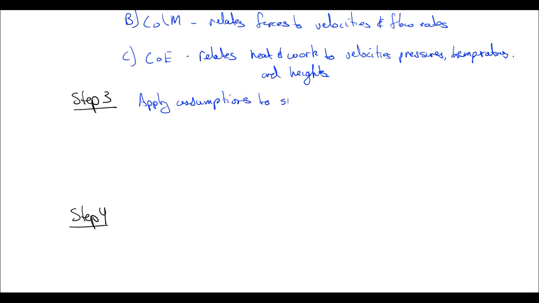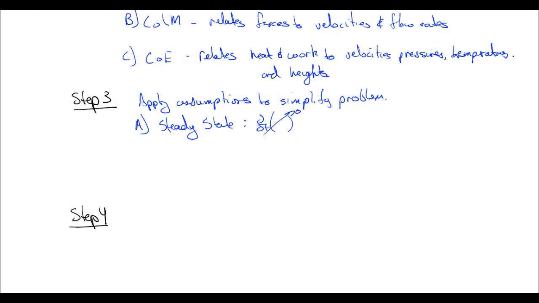to simplify the problem, right? So A, the easiest, steady state, basically means d dt of whatever is equal to 0. Now remember, if you're accumulating mass, you can't assume steady state. If your control volume is changing size with time, changing volume with time, you can't assume steady state. So we don't always get to assume steady state, but when we do, it's wonderful.